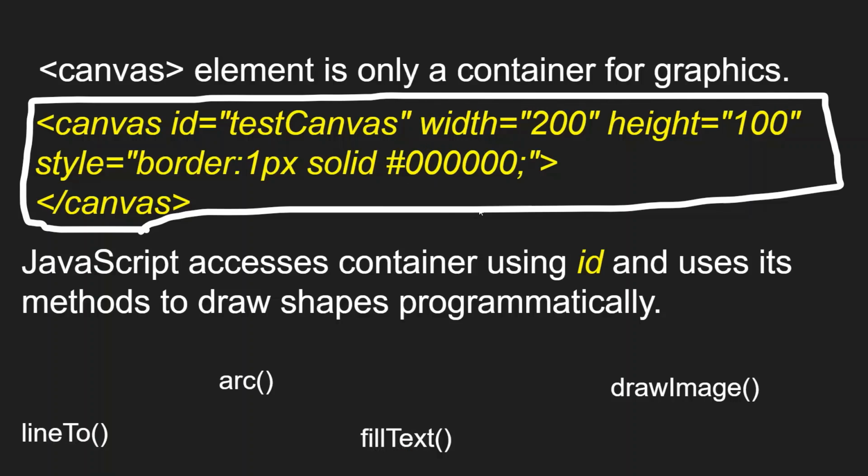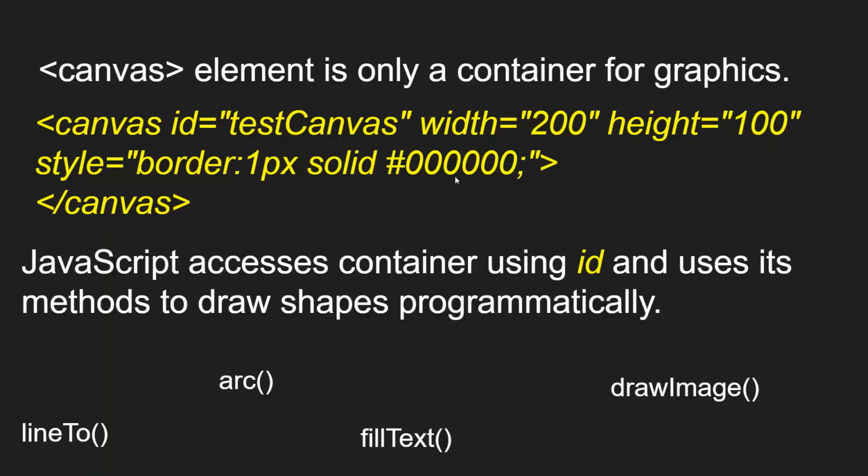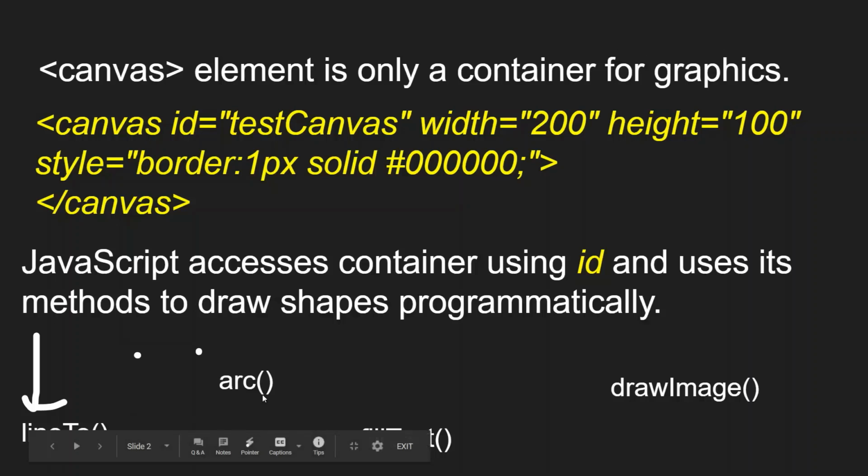So here is the syntax for how to add canvas in our HTML. Here canvas has an ID, width, height and styles. JavaScript accesses the container using ID and uses its methods to draw shapes programmatically, like lineTo, arc, drawImage.